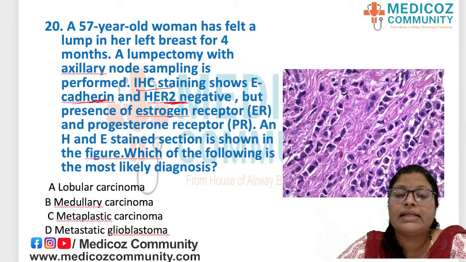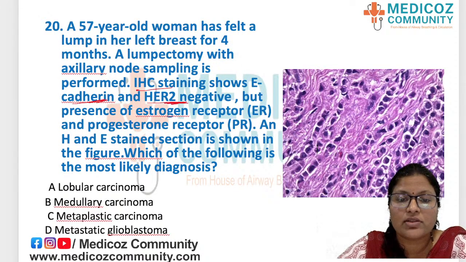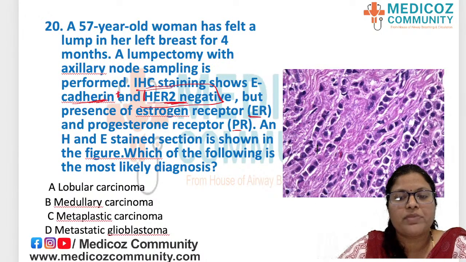Which shows IHC staining shows E-cadherin positivity and HER2 negativity. No, here the question is saying both are negative. Sorry, I mistook the question. So both are negative, but there is presence of ER and PR as positive. And the biopsy is showing cells like this. Which of the following is the most likely diagnosis?